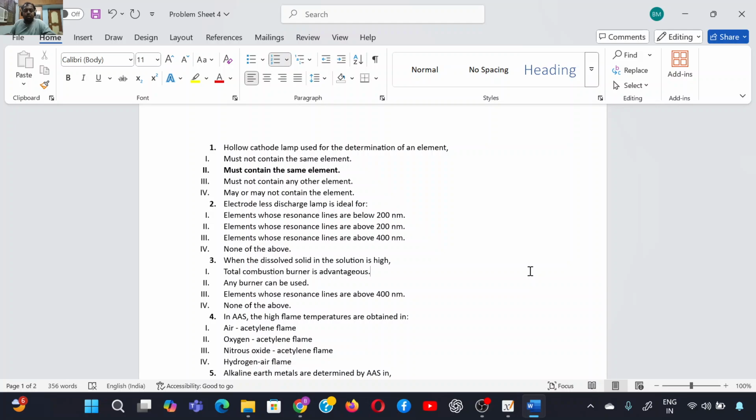Electrodeless discharge lamp is ideal for. So this I just found on the net. I could not find where sir has covered this part. So it's just like a factoid. So basically the explanation was that electrodeless discharge lamps give higher line intensity for many elements with UV lines below 200 nanometer, like for arsenic 193.7 nanometer, selenium 196, phosphorus 177.5, etc. So I just got it from the net.